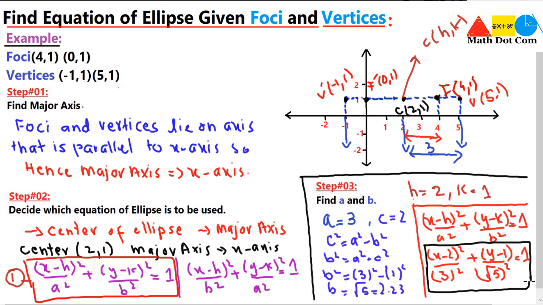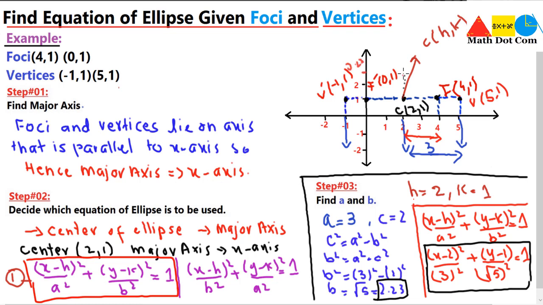Let's plot the ellipse and see how it will look. As we have also found the value of b, that is the value of the co-vertices, it means it will lie at a distance of 2.23 units away from the center. So we have to add 2.23 to the center in order to draw the ellipse. The co-vertex will lie along the y direction, so we add 2.23 to the y coordinate of the center. The y coordinate is 1, so 1 plus 2.23 is 3.23. So let's plot it on the graph as 3.23 here.